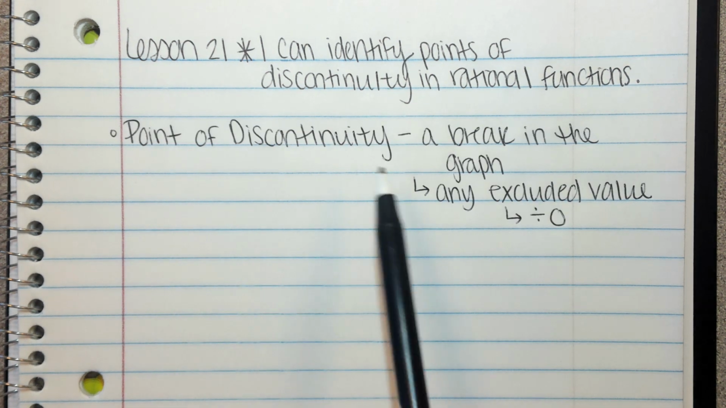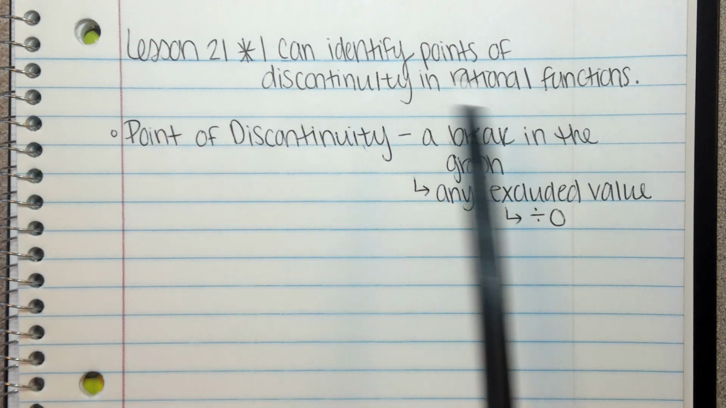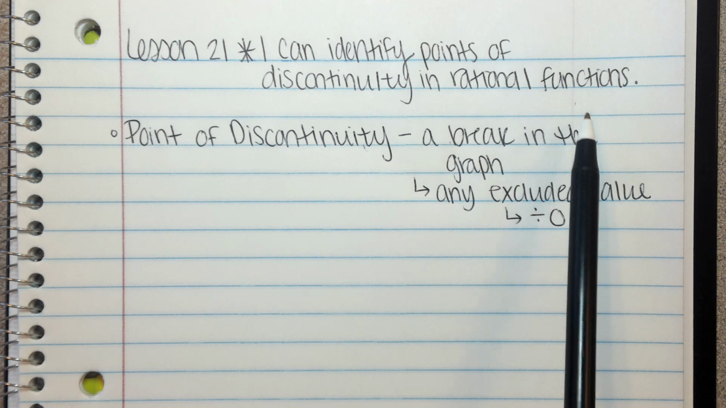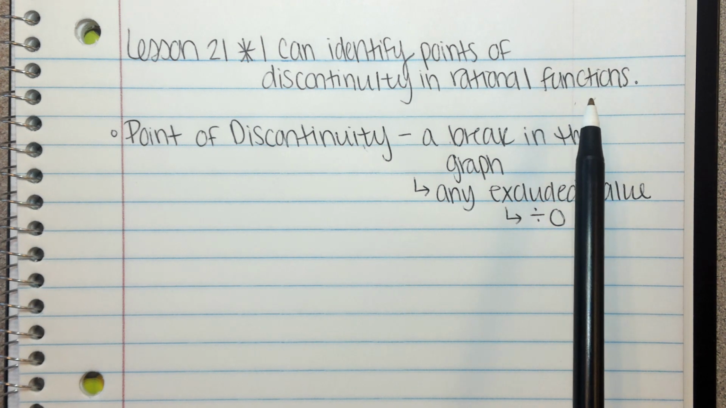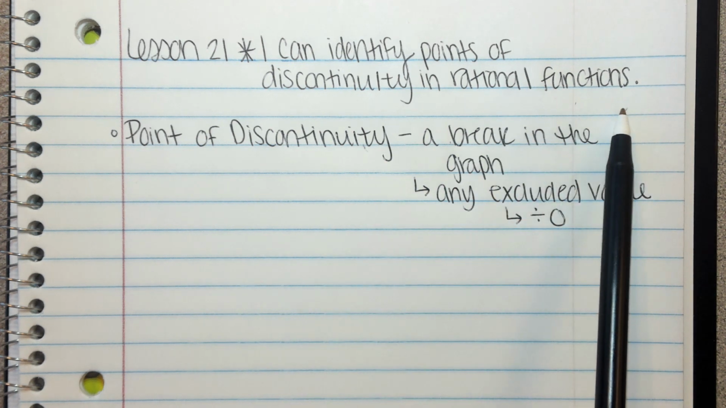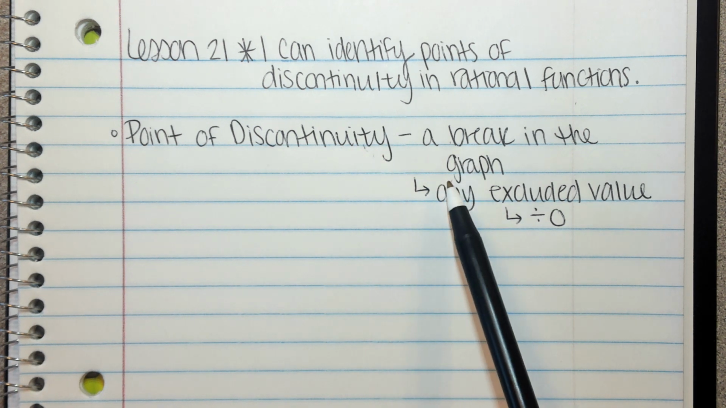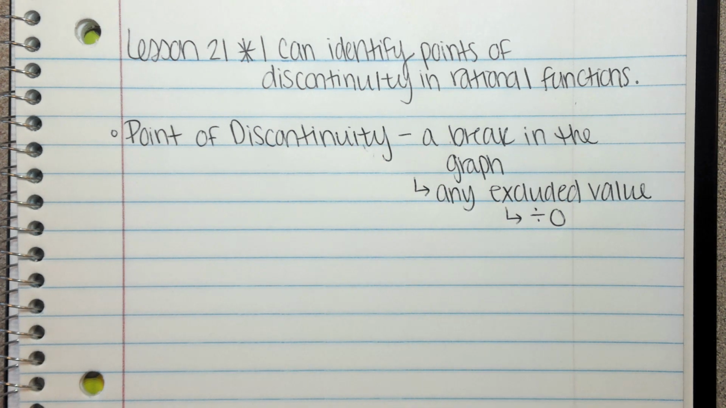Okay, so a point of discontinuity is just a break in the graph. We are switching from expressions to functions here. So when we have a function, it's set to y equals or f of x equals, and then we can solve it and we can graph it. So a point of discontinuity is just a break in the graph. That means that at that point in the graph, it's not continuing, it's discontinued. It's not just a continuous line.